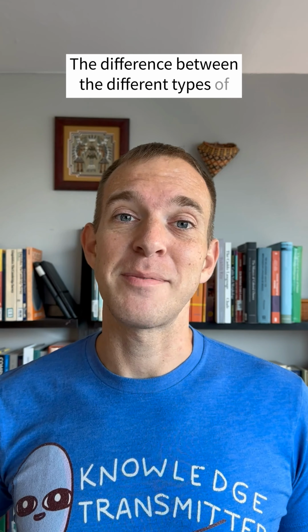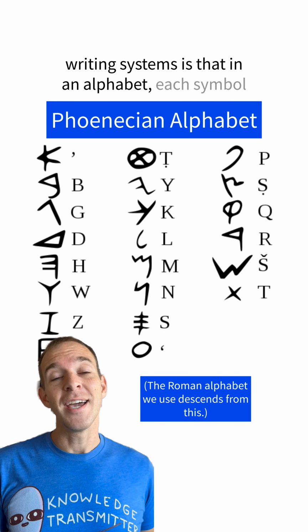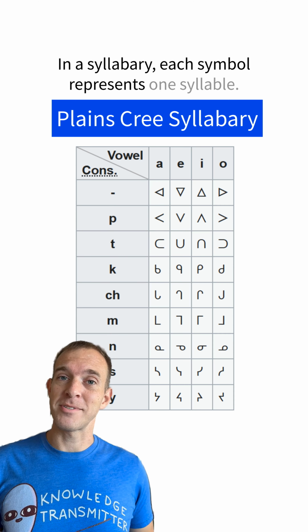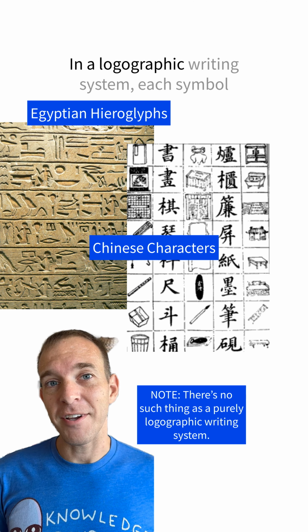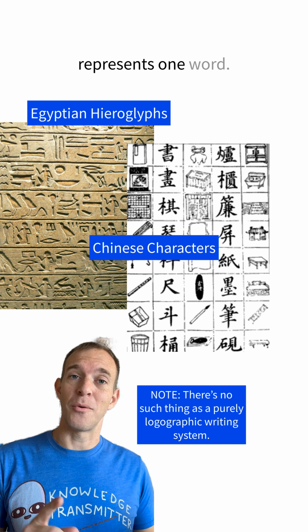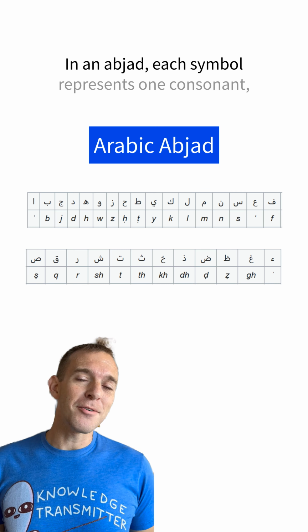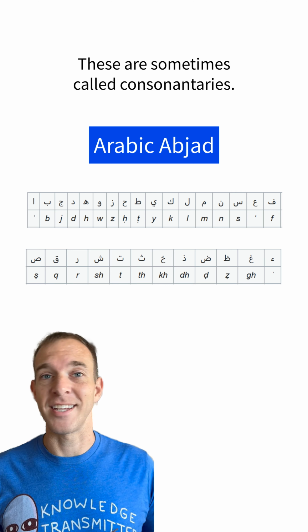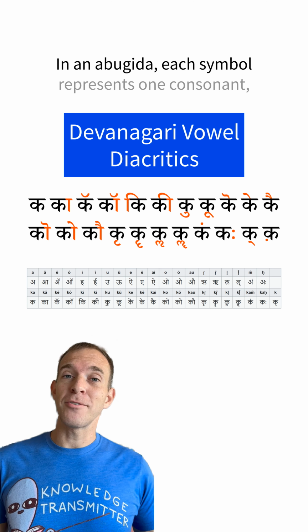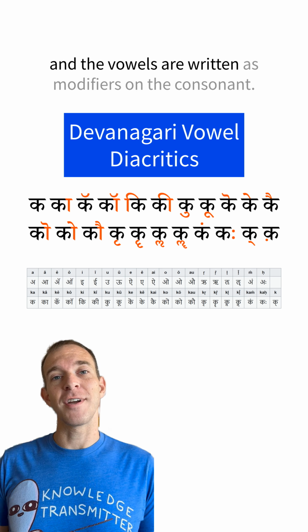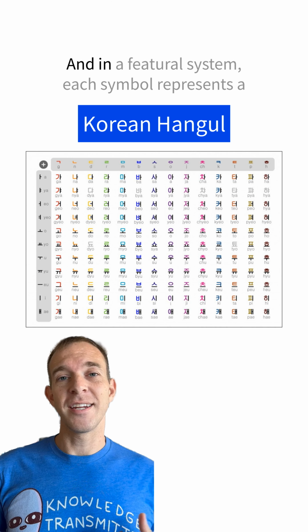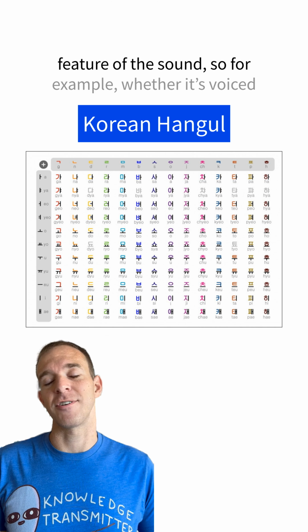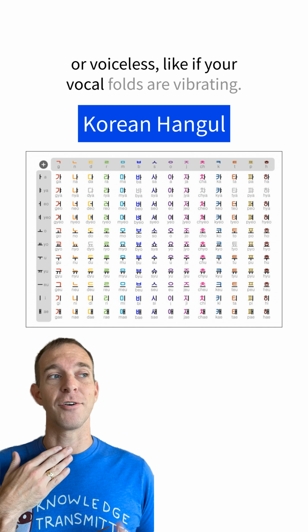The difference between the different types of writing systems is that in an alphabet, each symbol represents one sound. In a syllabary, each symbol represents one syllable. In a logographic writing system, each symbol represents one word. In an abjad, each symbol represents one consonant, and the vowels aren't written. These are sometimes called consonantaries. In an abugida, each symbol represents one consonant, and the vowels are written as modifiers on the consonant. And in a featural system, each symbol represents a feature of the sound. So, for example, whether it's voiced or voiceless, like if your vocal folds are vibrating.